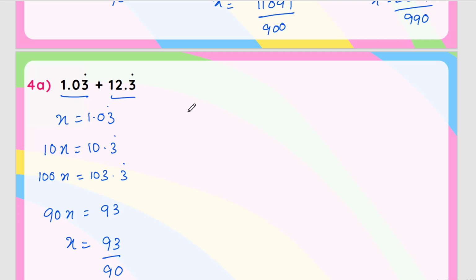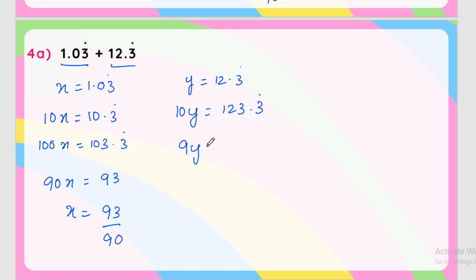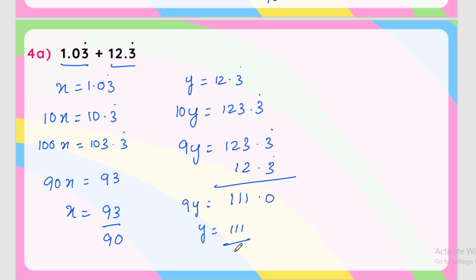Same way I am keeping this as y. y equal to 12.3 repeating. So 10y equal to 123.3 repeating. So 9y equal to 123.3 repeating minus 12.3 repeating. If you subtract, you will get 111.0. So 9y equal to 111, so y equals 111 by 9.